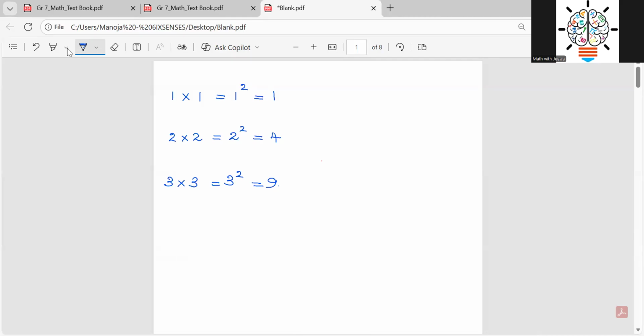Now I stop sharing the screen. What you are supposed to do is complete this up to 15: 4 times 4, 5 times 5, 6 times 6. Likewise, you want to get the square values up to 15. I will also do this, but you continue with me and we'll see how we can do it together. I'm also writing it on my whiteboard. You also write it by yourself.